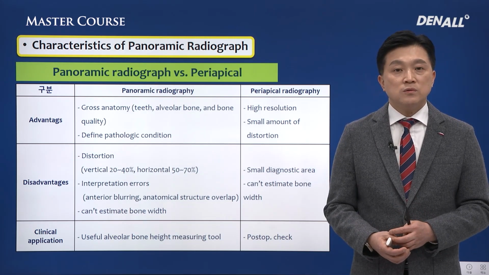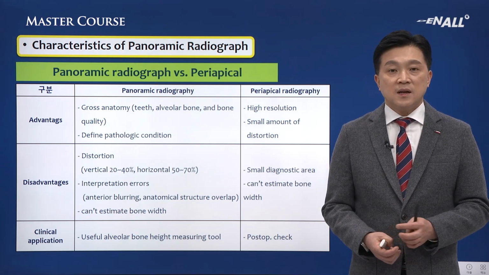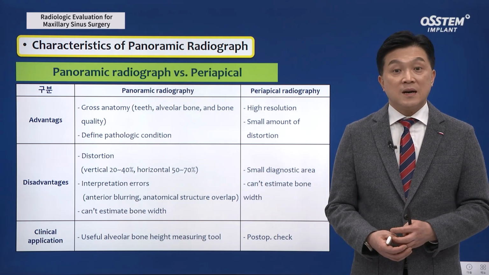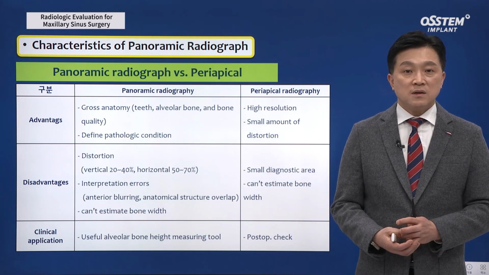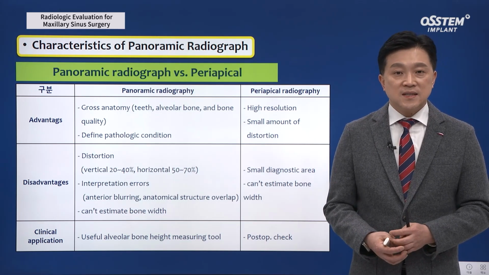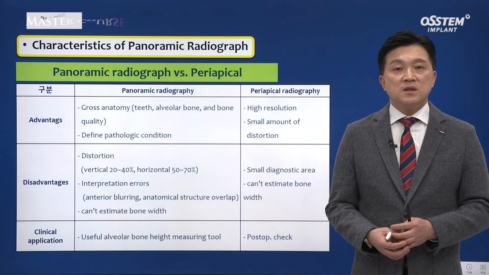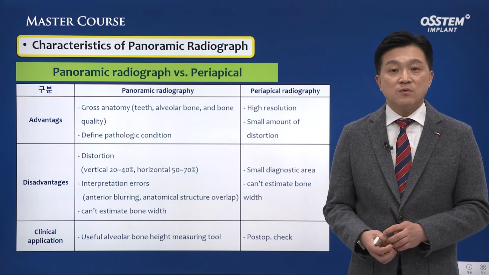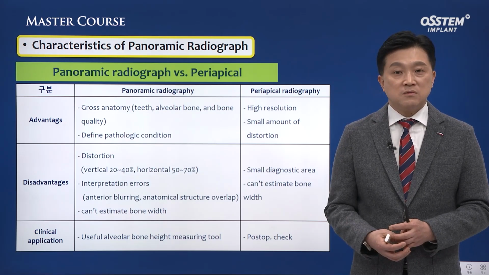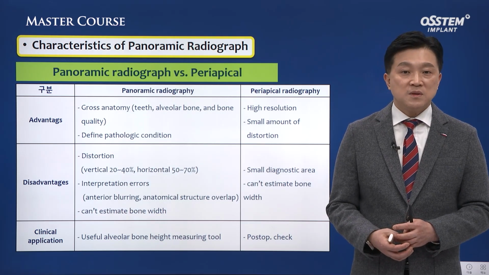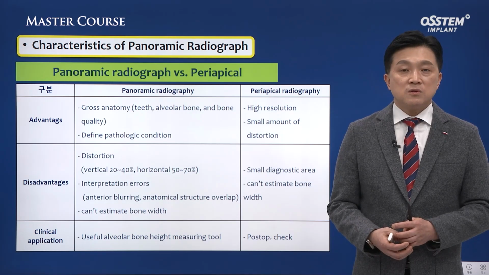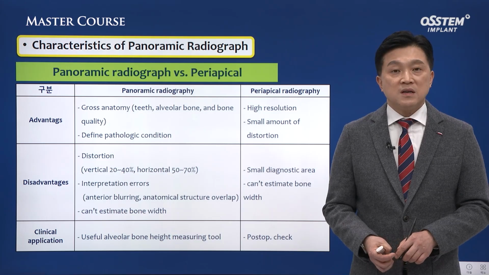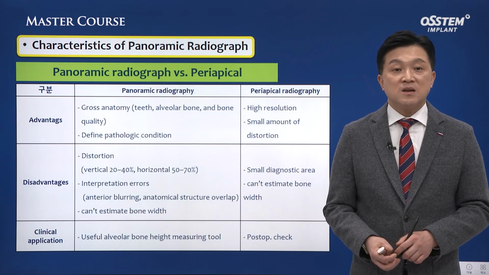In the case of periapical image, the resolution is very high and we can look at it very precisely. There's not that much distortion. On the other hand, the scope where we can make a treatment is very limited and we cannot anticipate bone width. Periapical images can be very useful when taking post-op images or looking at results. It has such clinical usages.